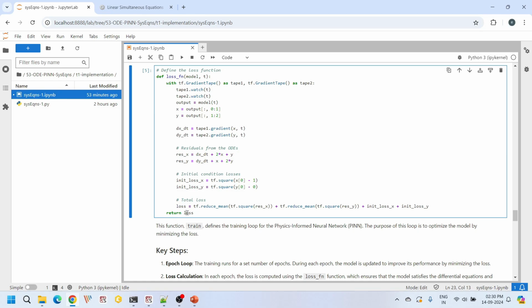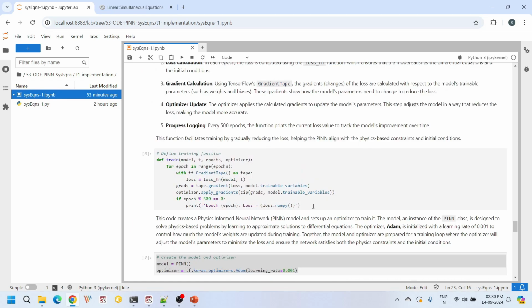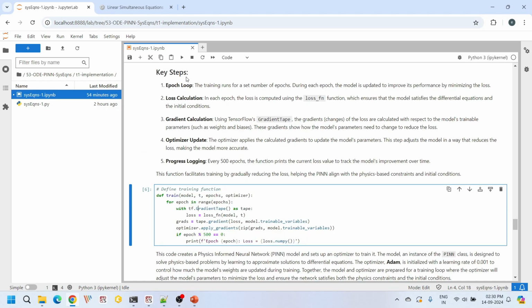So I'm returning this loss from this total loss function. And next we create this train function. This train function takes four arguments: one is the model, time t, which is basically a vector, epochs, and the optimizer. Here we do all these five processes.